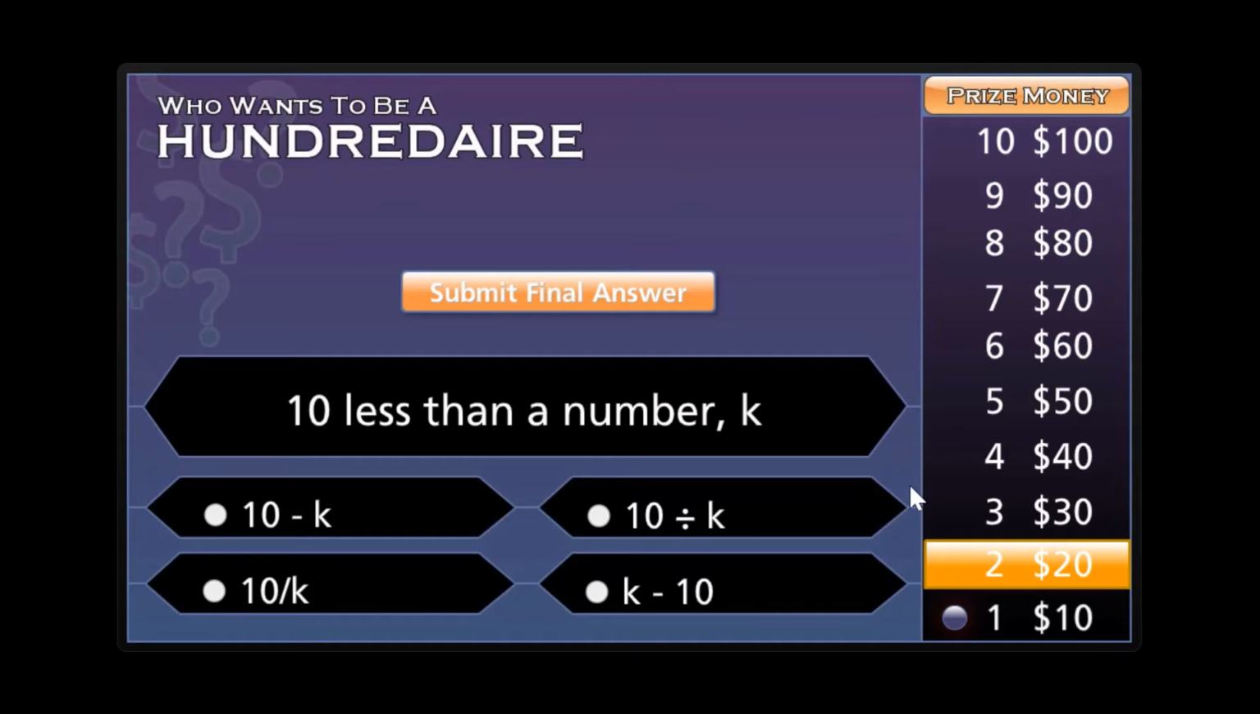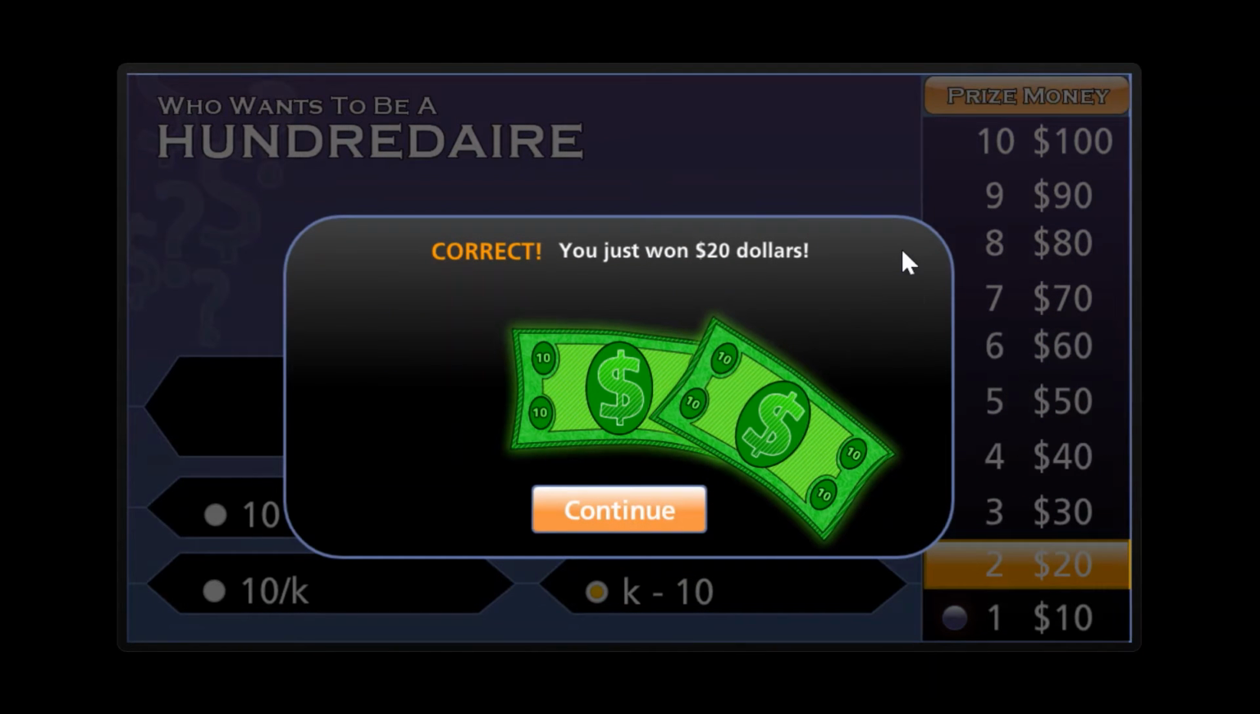10 less than a number, K. So K is that number. K is also known as the variable. So 10 less than a number, so the variable is K. So if it's 10 less, then it has to be this one. Okay, now we have $20.